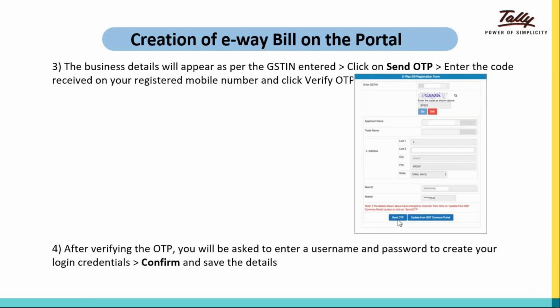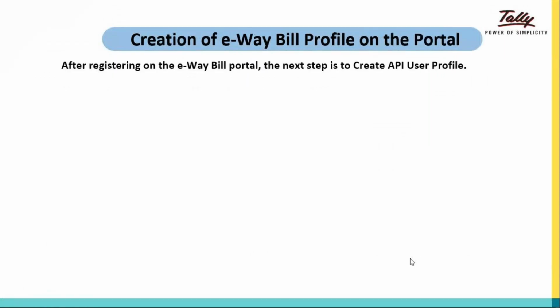So in order to log into that particular account every time, you have to provide a username and password. Similarly, if you want to access the e-way bill portal, you have to provide the username and password. So you have to first create that. After registering on the eWay bill portal, the next step is to create your API user profile.